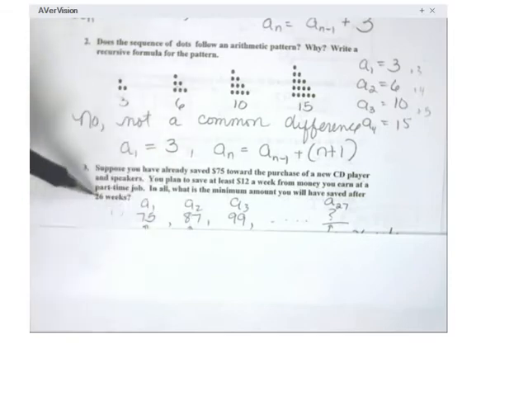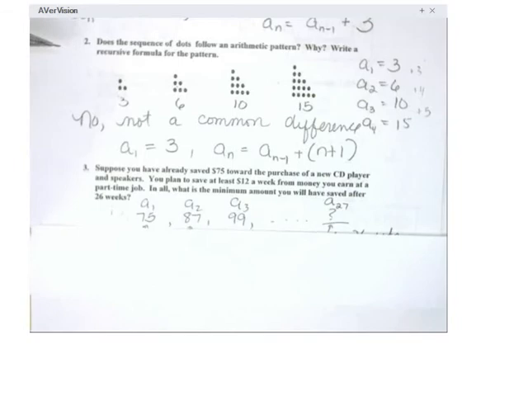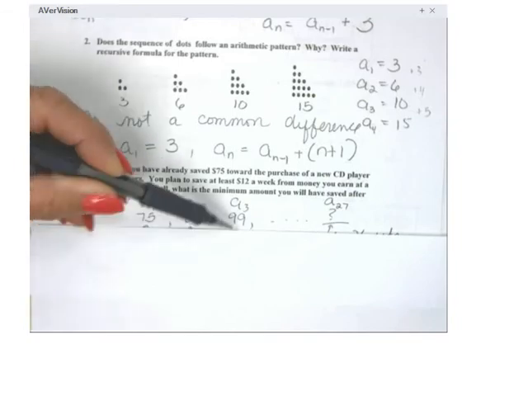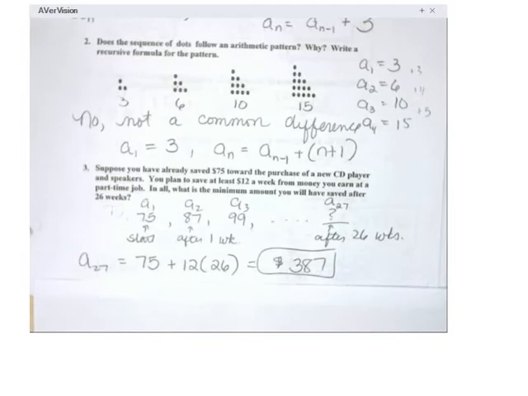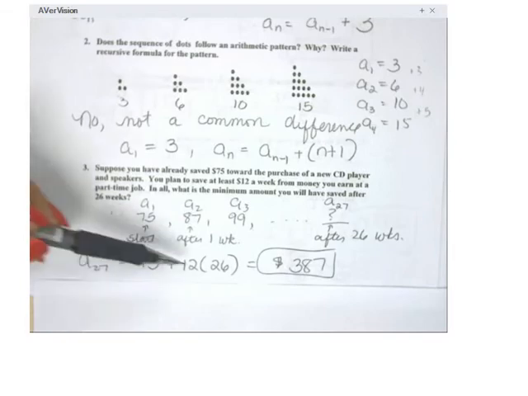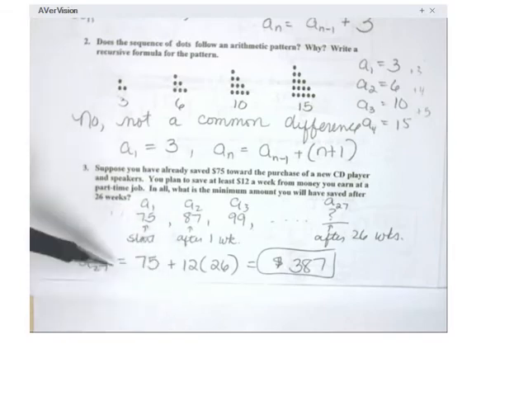So I want to find the 27th term, and notice it's in the arithmetic pattern. I start with 75, and I keep adding on 12 each time, so my common difference is 12. So if I want to find the 27th position, which will be after 26 weeks, I start with $75, I add on the common difference. I will have added on 12 26 times, and end up with $387.